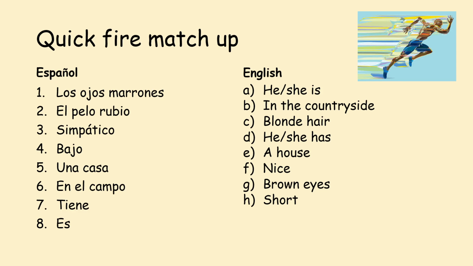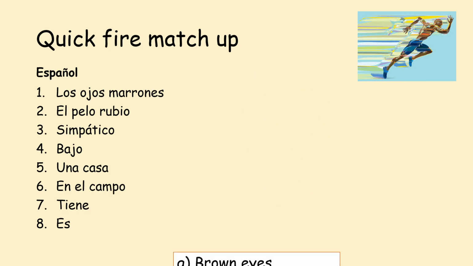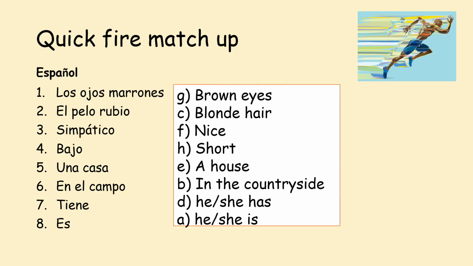Okay, so hopefully you've managed to get these with their correct pair, and these are the answers. So number 1, los ojos marrones, brown eyes. Number 2, el pelo rubio, blonde hair, simpático, nice. Bajo, short. Una casa, a house. En el campo, in the countryside.